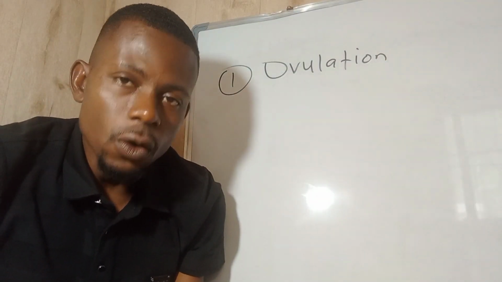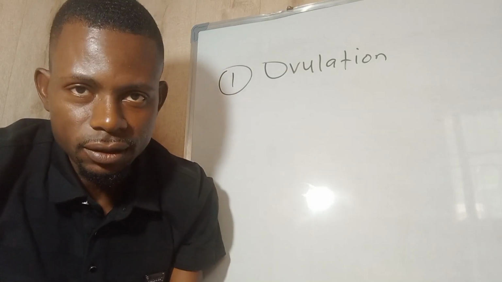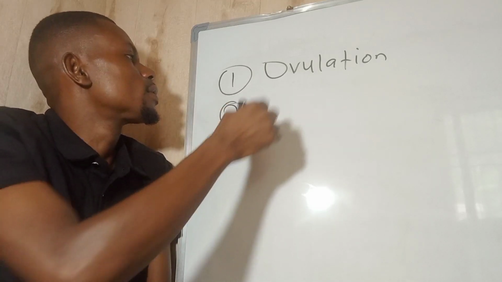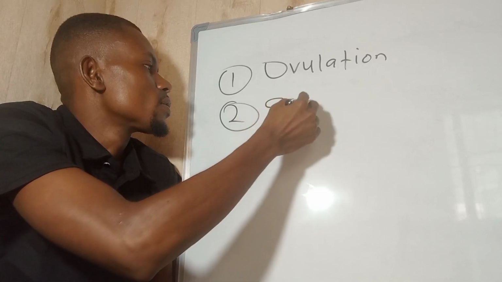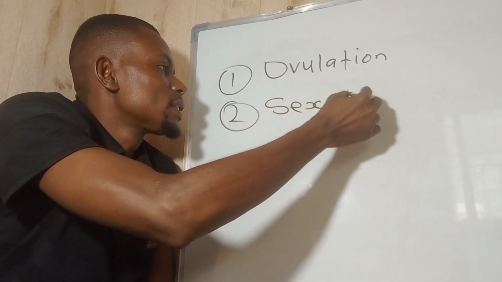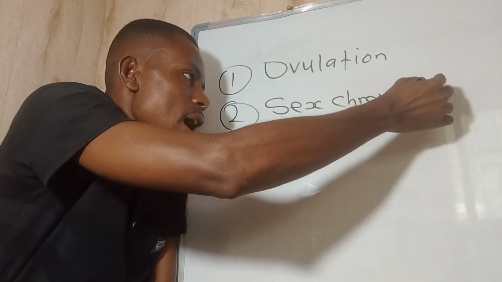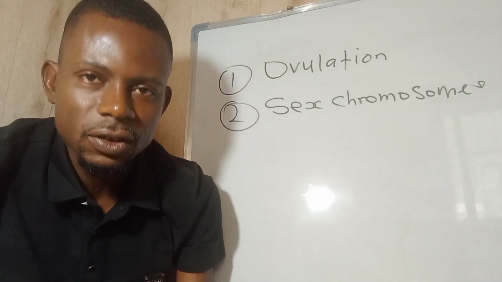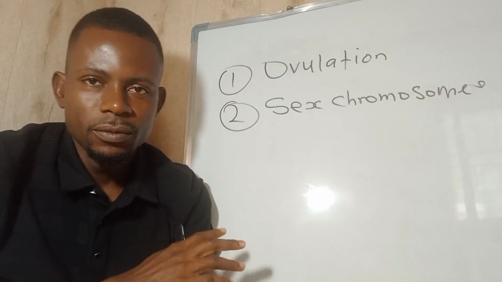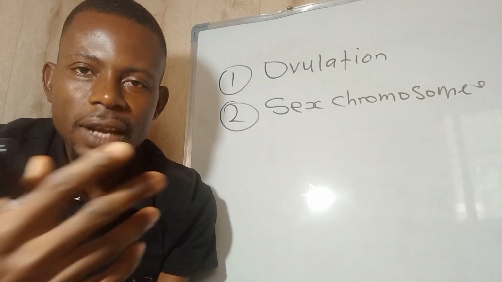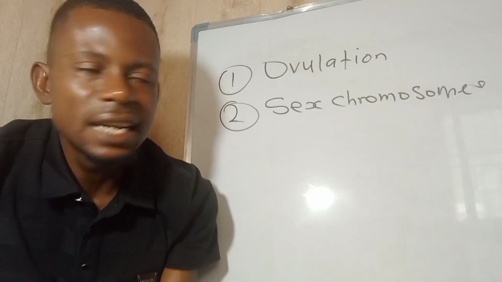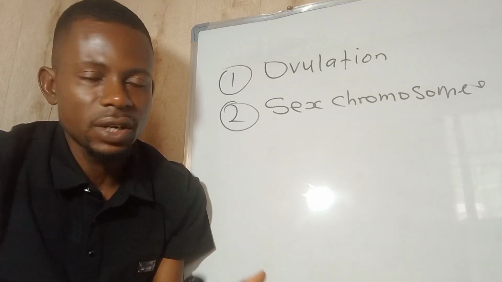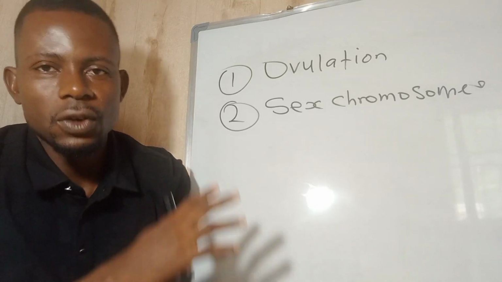So the very first thing you need to know for you to be able to choose the gender of your child is ovulation. Then the second thing is sex chromosomes. You must understand what sex chromosomes are, and you need to know the different types of sex chromosomes for you to be able to have influence on the gender of your child. And this process needs to take place before sexual intercourse. So these are the basic things you need to understand.